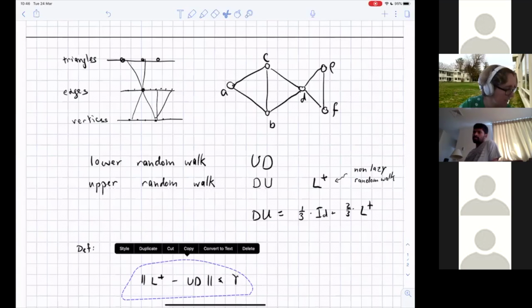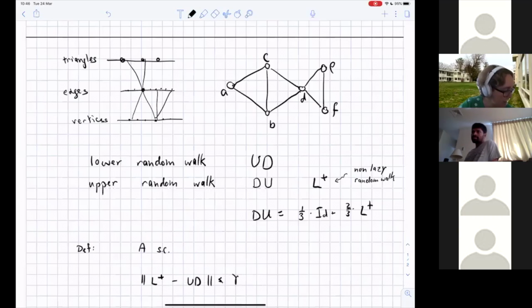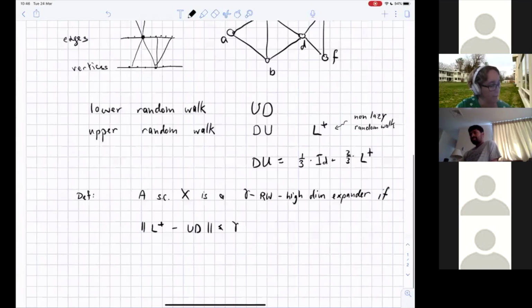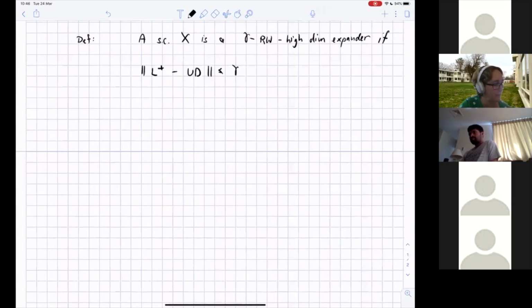So let me say a simplicial complex X is a gamma random walk high-dimensional expander if for every layer i, when I talk about the ith layer, for every i, you have the upper walk and the lower walk very similar to each other. So this is our definition.